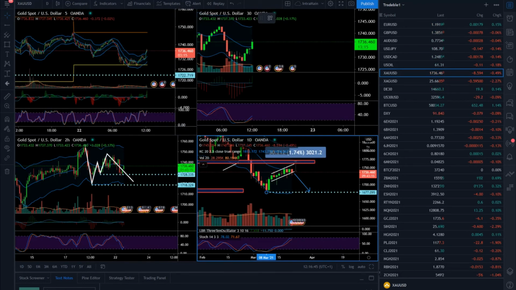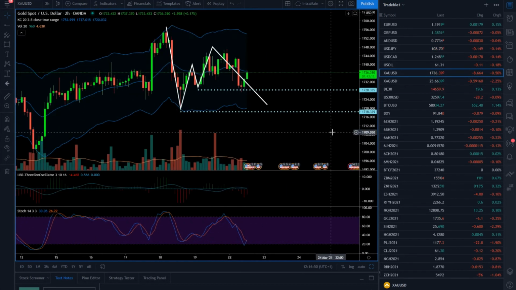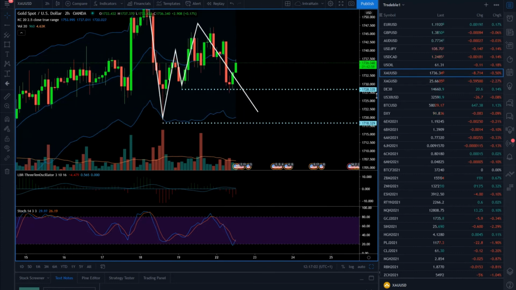Let me do the update on our gold chart from last week. We were pretty much right about this downside cycle, and this is basically just the ABC, which produced another downside move exactly to the level we spotted here at 1728, which was a very decent level.